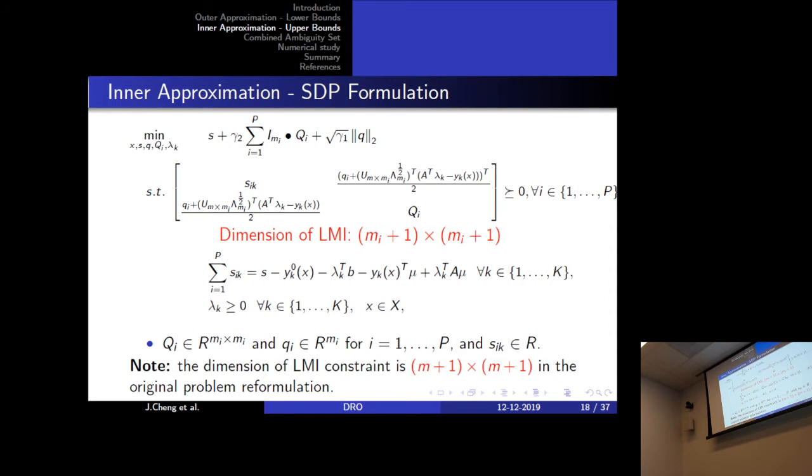With this ambiguity set, the approximating LMI, linear matrix inequality, has size m_i plus 1 times m_i plus 1. For instance, with two partitions and 100 variables, m_1 is 50. Here, 50 plus 1 is 51 by 51, and there are two 51 by 51 matrices. But the original problem has a 101 by 101 matrix. Roughly speaking, if you do two partitions, the size of the SDP constraint becomes half, which is more efficient. Of course, if you consider more partitions, you get smaller LMI constraints and it becomes even more efficient. Of course, this is a trade-off, because you lose more information.